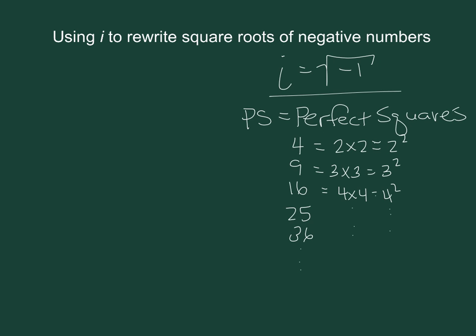Make sure that you're logging this information away somewhere in your head, because these perfect squares come into play quite frequently in mathematics, and they could become very useful. So what we're going to do is first look at the square root of negative 40.